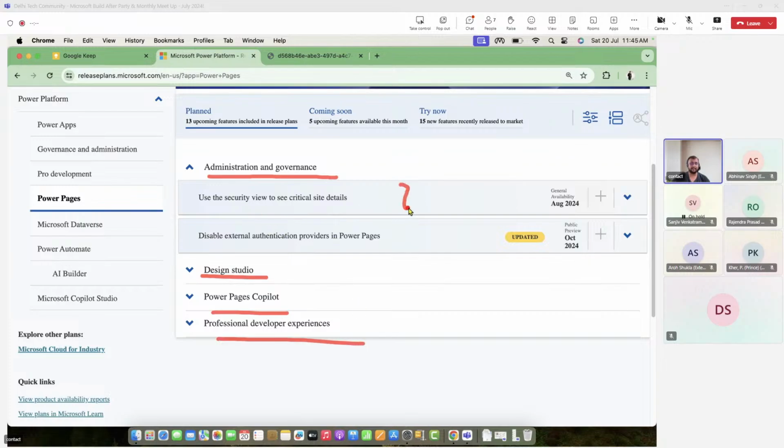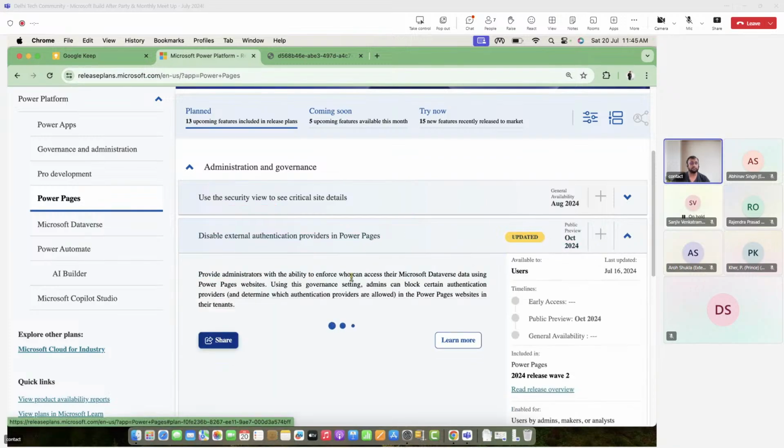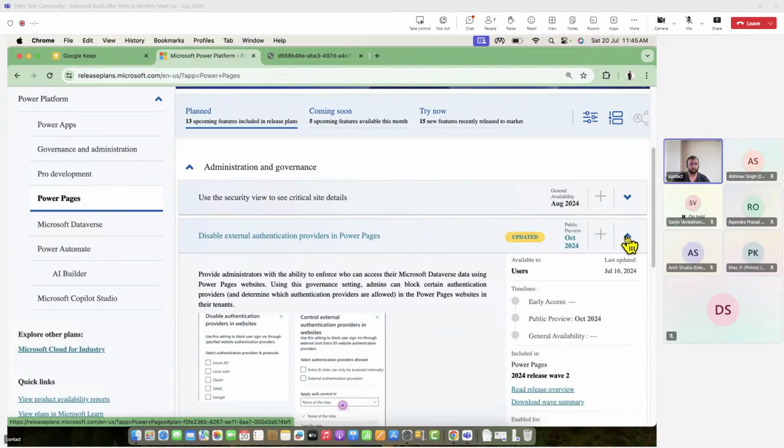So basically, in Power Pages they now have a separate security view to see the critical site details and external authentication providers in Power Pages. So let's say, for example, if you forcefully want to disable any external authentication, then right now you have that functionality available for yourself.